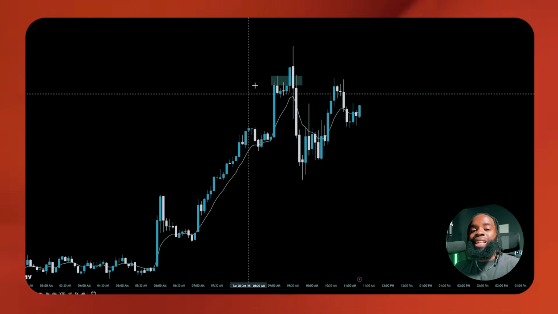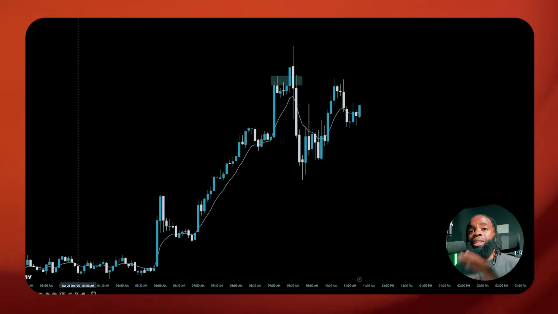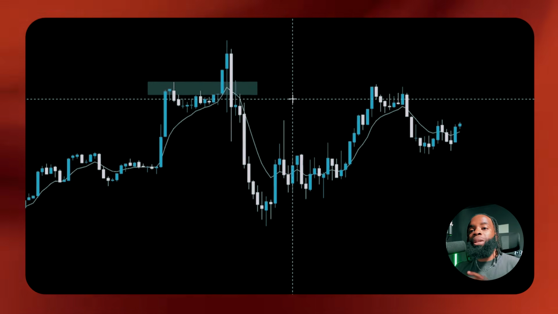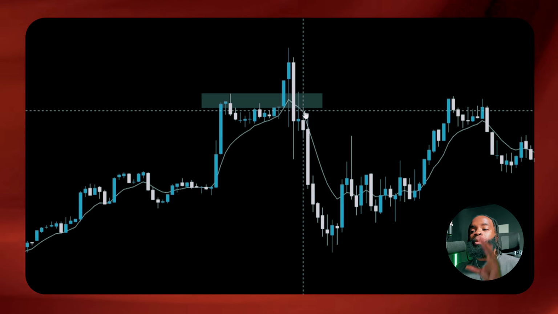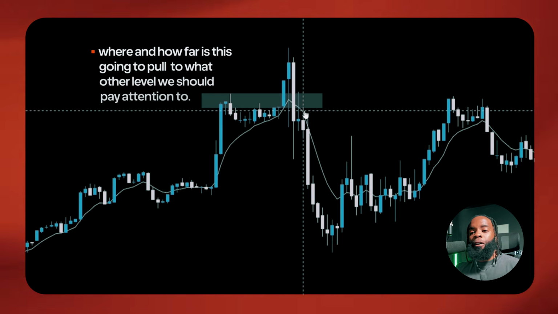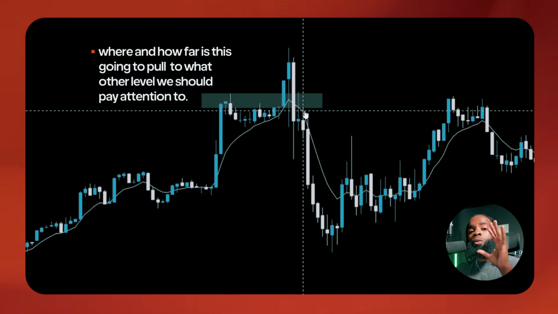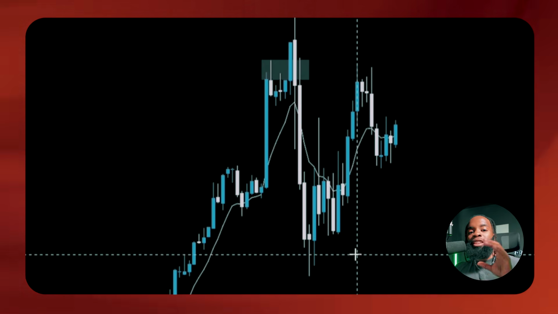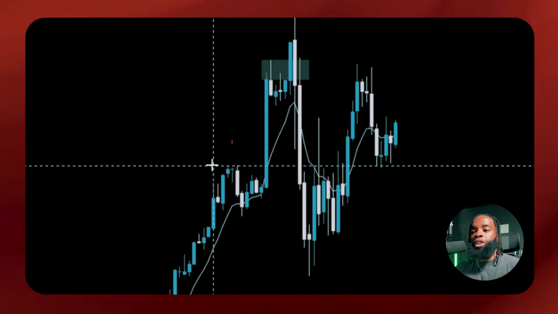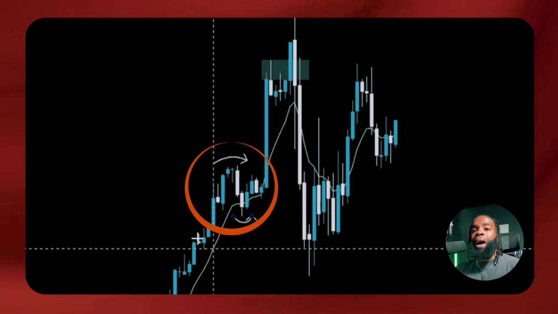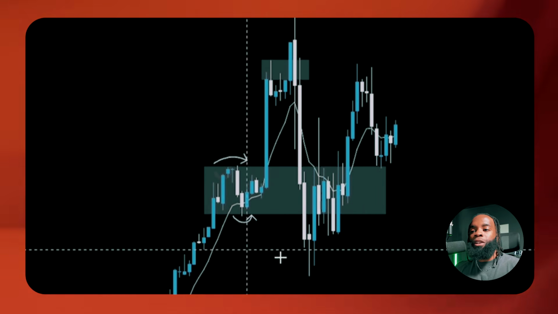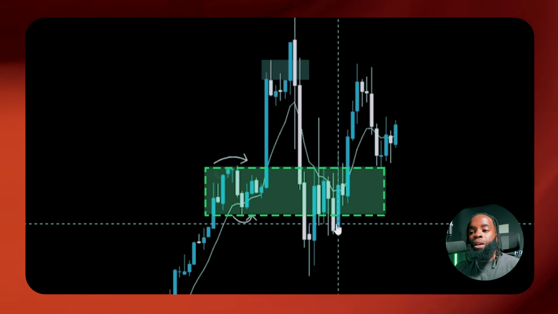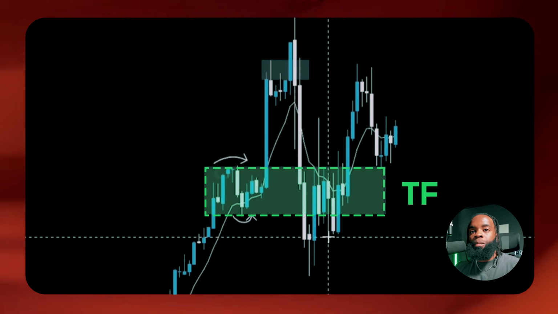So if we now see that happening, what we need to now do is head to the 2-minute time frame. The 2-minute time frame is where we're going to be looking for our entry. Before we enter in the market, we need to ask ourselves, where and how far is this going to pull to? What other level we should pay attention to? So if we look and go back on a 5-minute scale, we have to look at the most recent high or the most recent low. As you see, this was the area here. So my mindset is set on within this supply and demand, I am going to be looking for market to tap into here. And this is going to be my take profit mark.